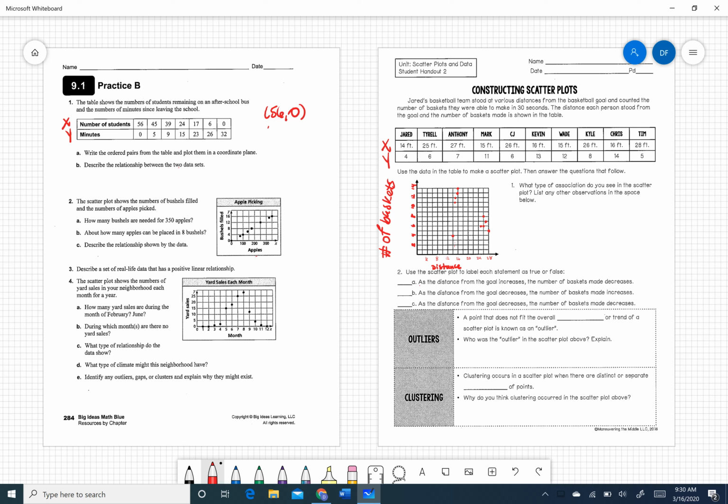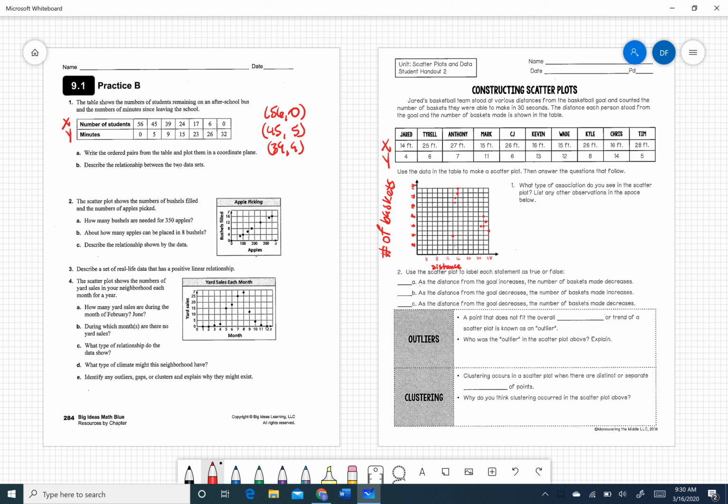So 56, 0, 45, 5, 39, 9, and etc. If I had more room, then I would keep going, but I just don't have enough room. But you kind of get the picture on how we would just go ahead and write out these ordered pairs, right? So then I'm asked to describe the relationship between the two data sets.